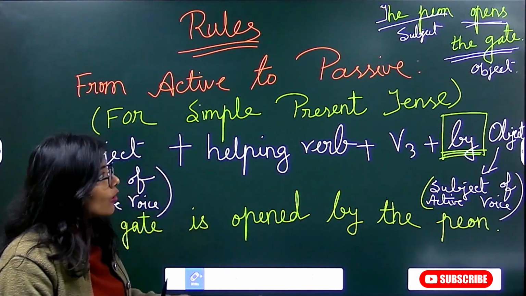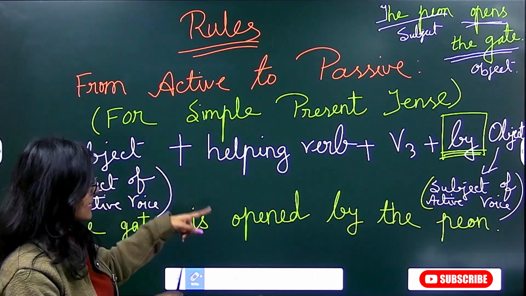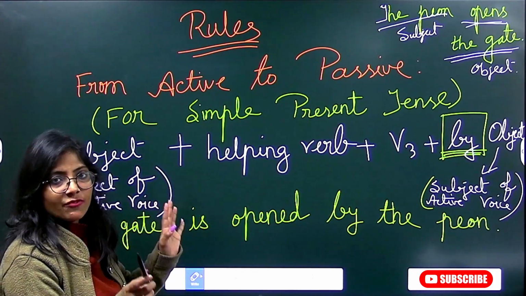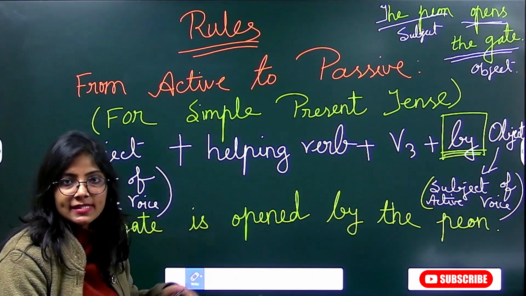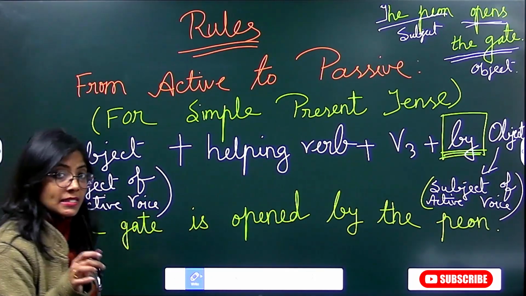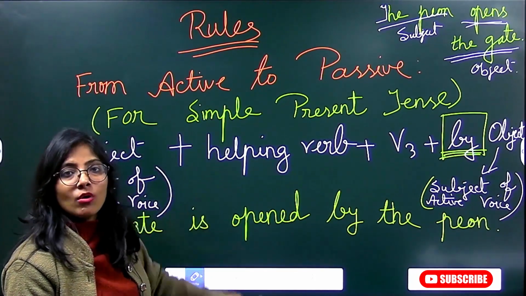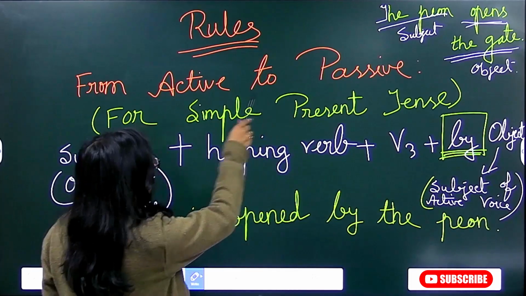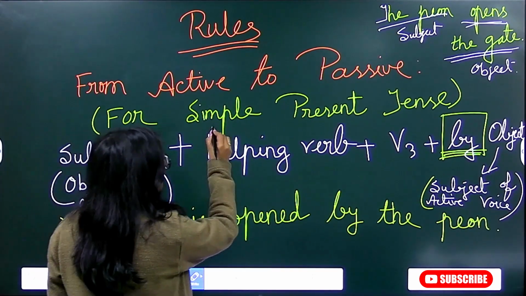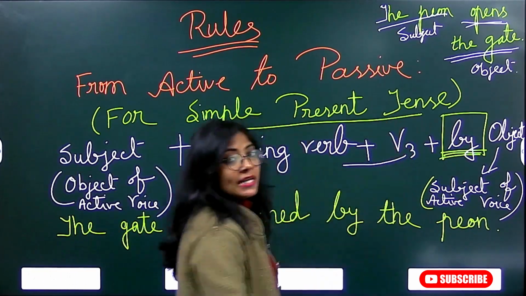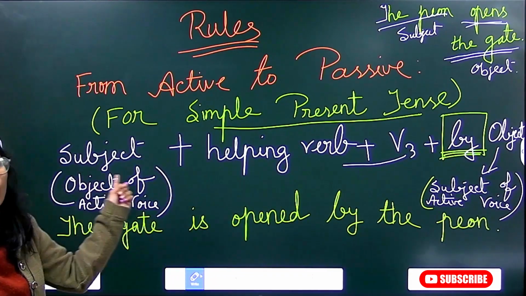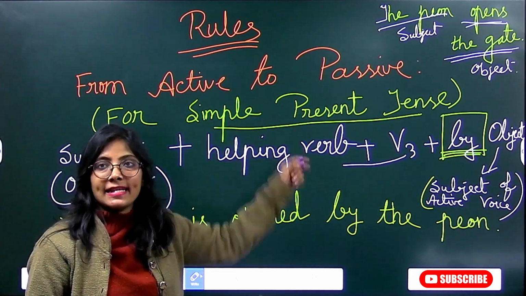Okay? Now here as we can see the order has been changed and we have used the applicable rule that is needed, and that's how we do it. But this is applicable only for this particular tense, that is simple present tense. This rule is applicable only for simple present tense, right?